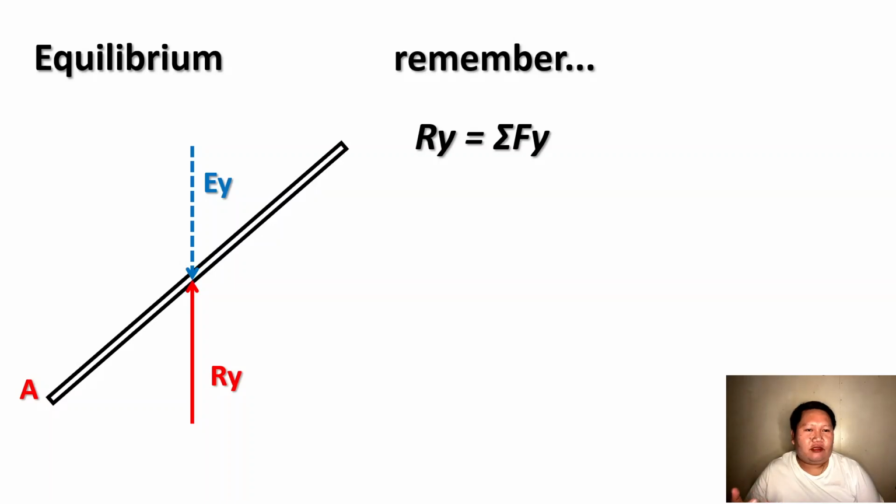Since it's now equilibrium, Ry is just equal to Ey, or the equilibrant in the vertical sense, so the summation is now equal to 0. So there is no force that makes it imbalanced, but rather the forces are equal in magnitude and in opposite direction, so it's now balanced.